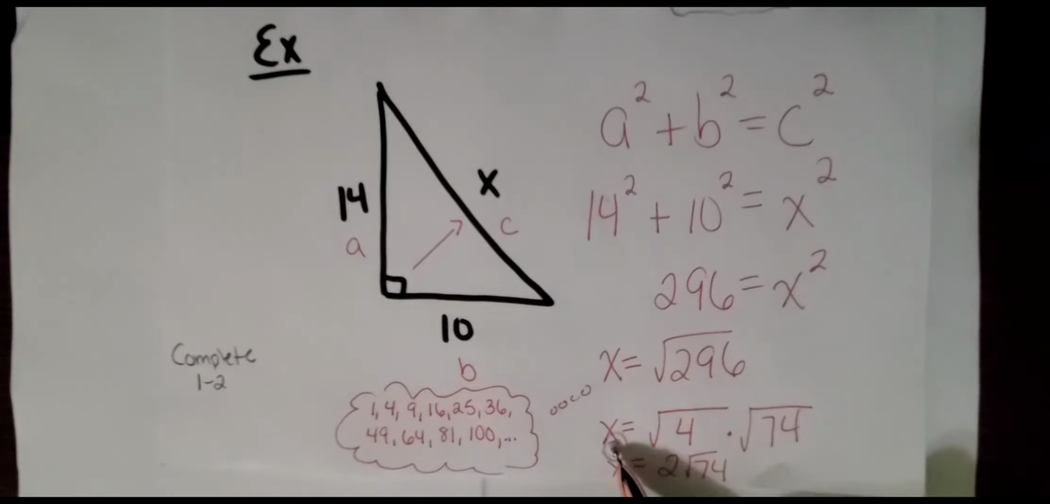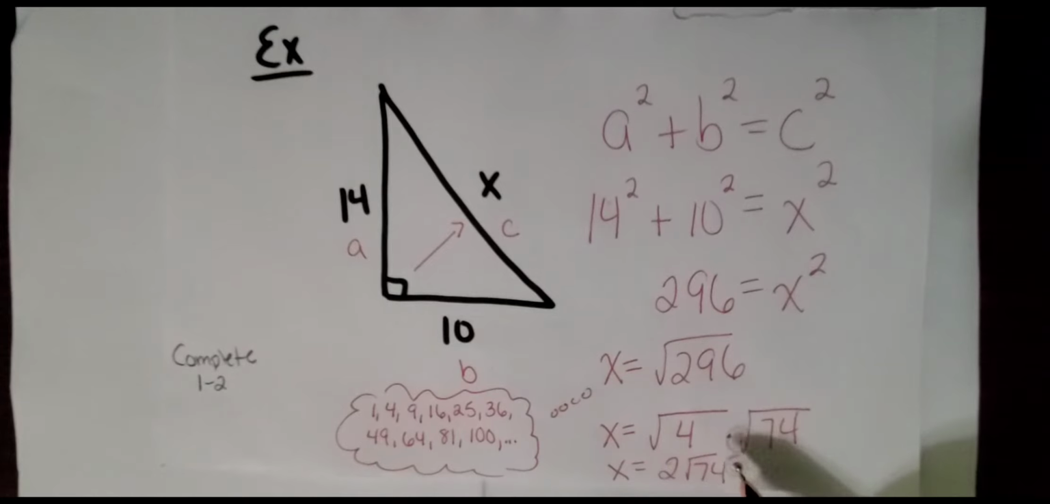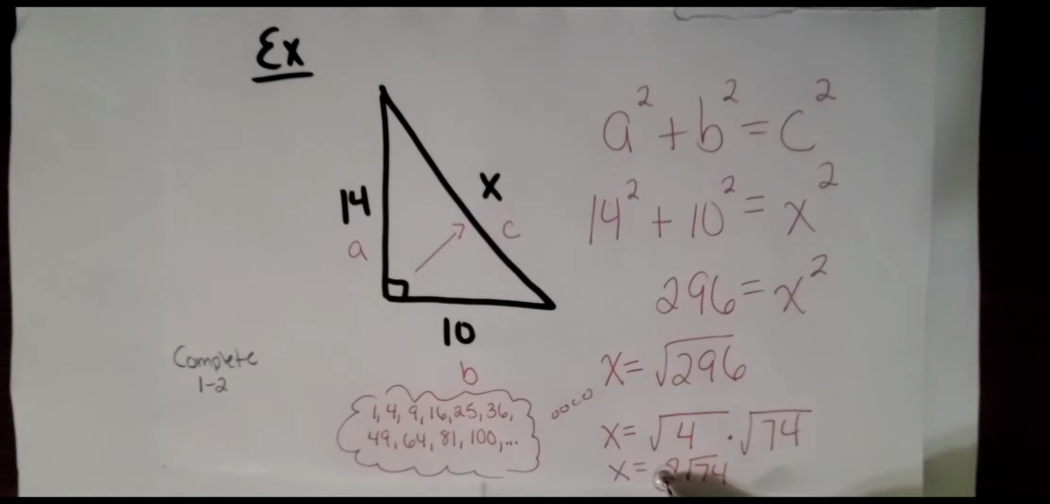So x would be equal to the square root of 4 times the square root of 74. Well, the square root of 4 is 2, and the square root of 74, we'll just leave as the square root of 74 because it's irrational. So x is equal to 2 times the square root of 74. Take a moment to complete exercises 1 and 2 on your worksheet.